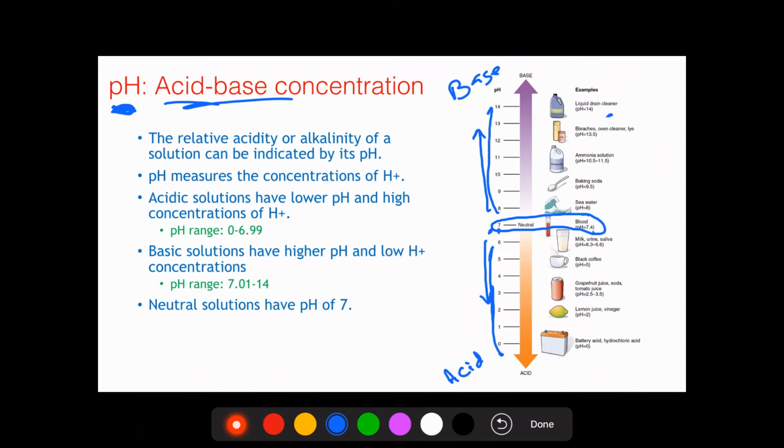For example, liquid drain cleaner is around pH 14. Battery acid is around pH 0, extremely burning. Lemon juice and vinegar are around 2. Okay? So this is the pH.